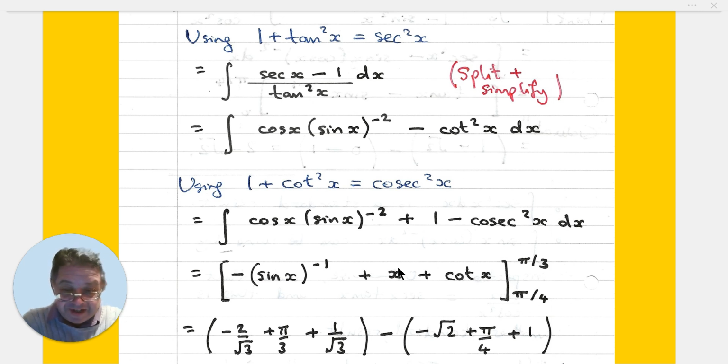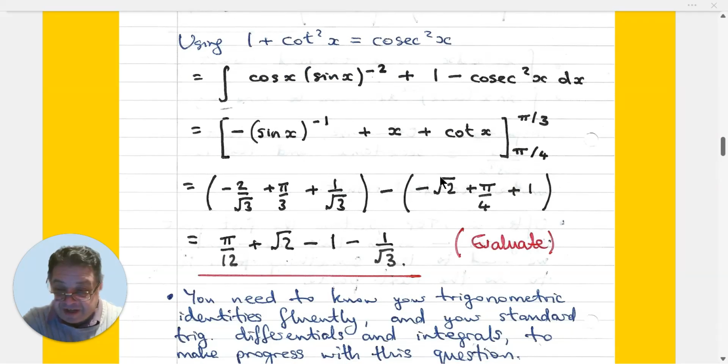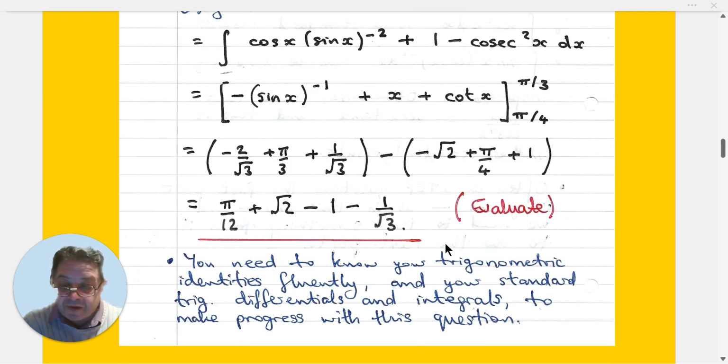1 integrates to x, and minus cosec squared integrates to cot x, another standard result. Put in the limits and evaluate. A little bit of simplification using surds, and we end up with pi over 12, add root 2, minus 1 over root 3.